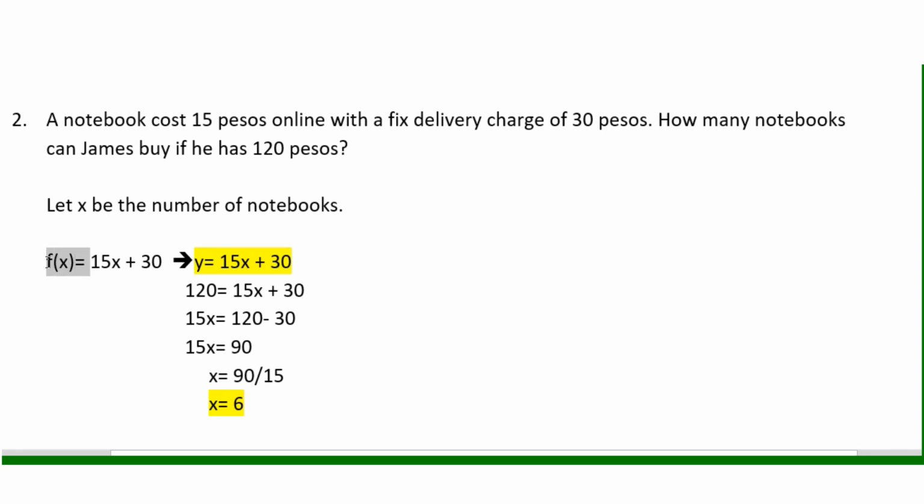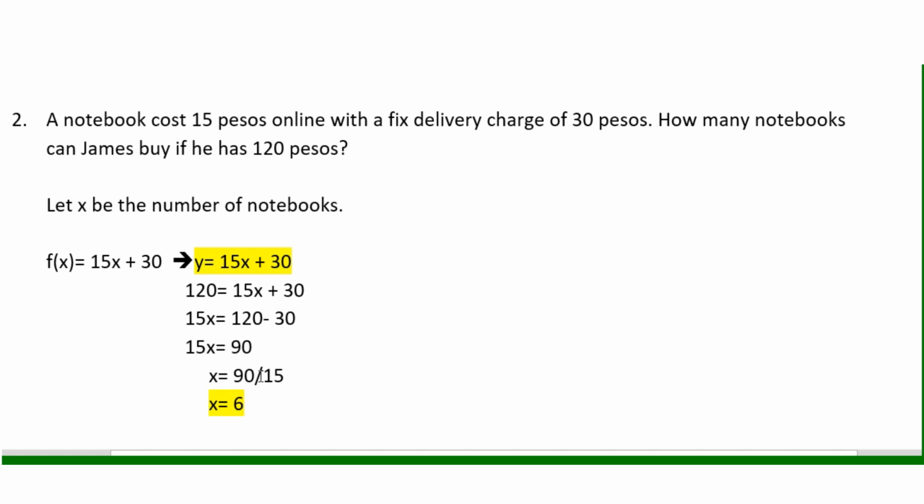This is our f of x here. We change it to y. Because we are given the money to be spent, 120 here is the value of y. So we manipulate the equation by solving for x. Then we have 120 minus 30, 90.